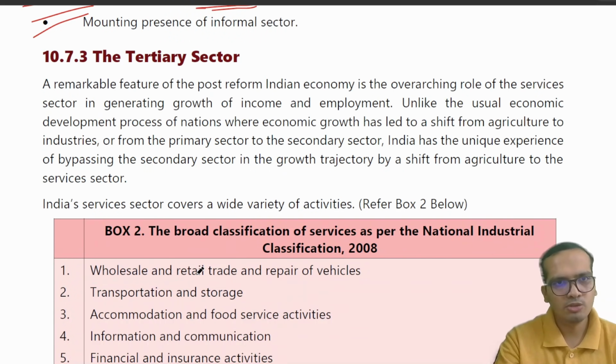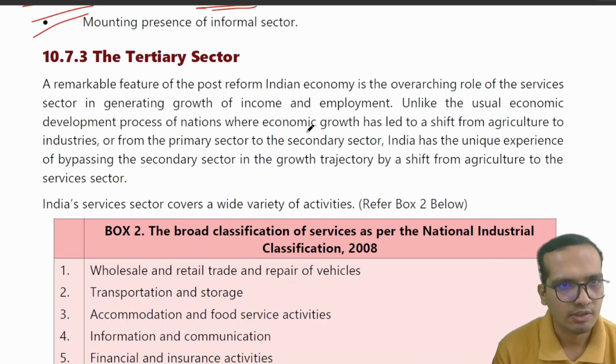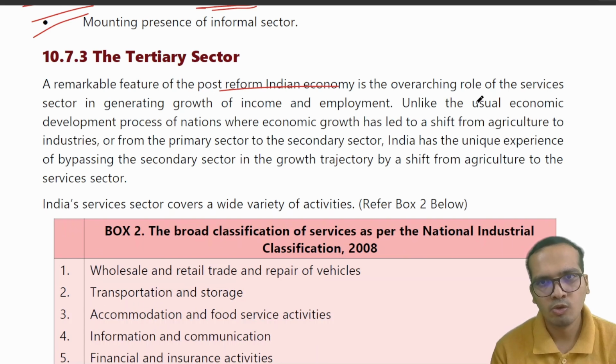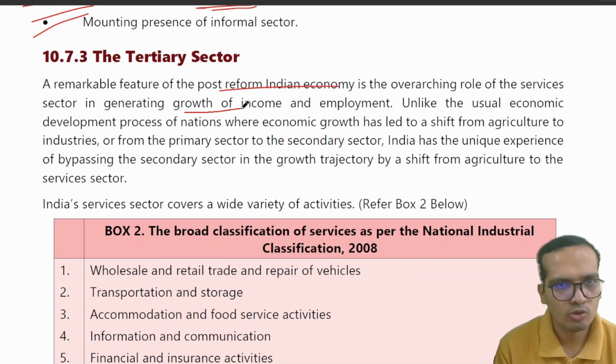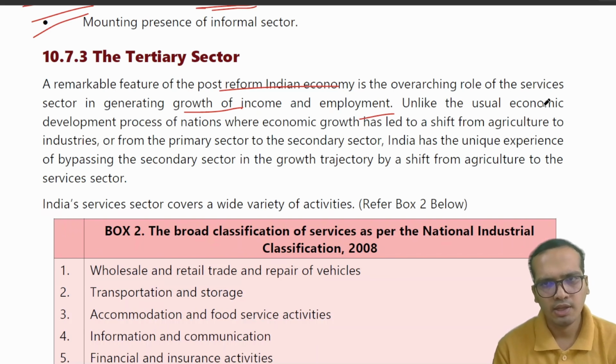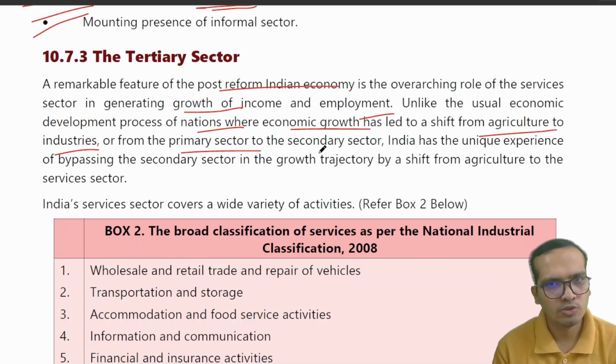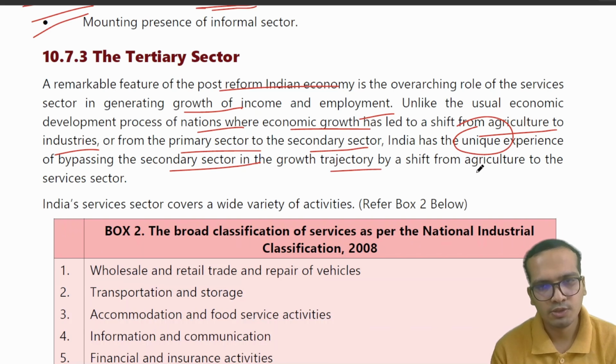Then we have 10.7.3, the tertiary sector. A remarkable feature of the post-reform Indian economy is the overarching role of the service sector in generating growth of income and employment. Unlike the usual economic development progress of nations, where economic growth has led to a shift from agriculture to industries, or from the primary sector to the secondary sector, India has a unique experience by bypassing the secondary sector in the growth trajectory, by a shift from agriculture to the service sector.